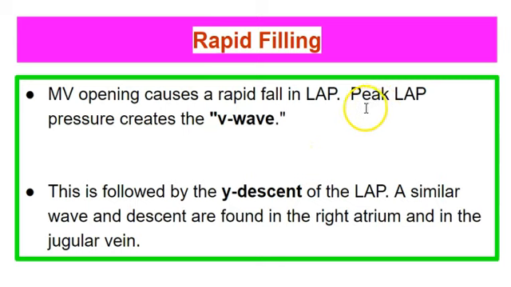Peak LA pressure creates what's called the V wave. Again, if you're looking at the cath wave during a cath procedure in the heart, you're measuring pressures within the chambers. This is followed by the Y descent of the LA pressure, again, a cath measurement. A similar wave and descent are found in the right atrium and in the jugular vein.